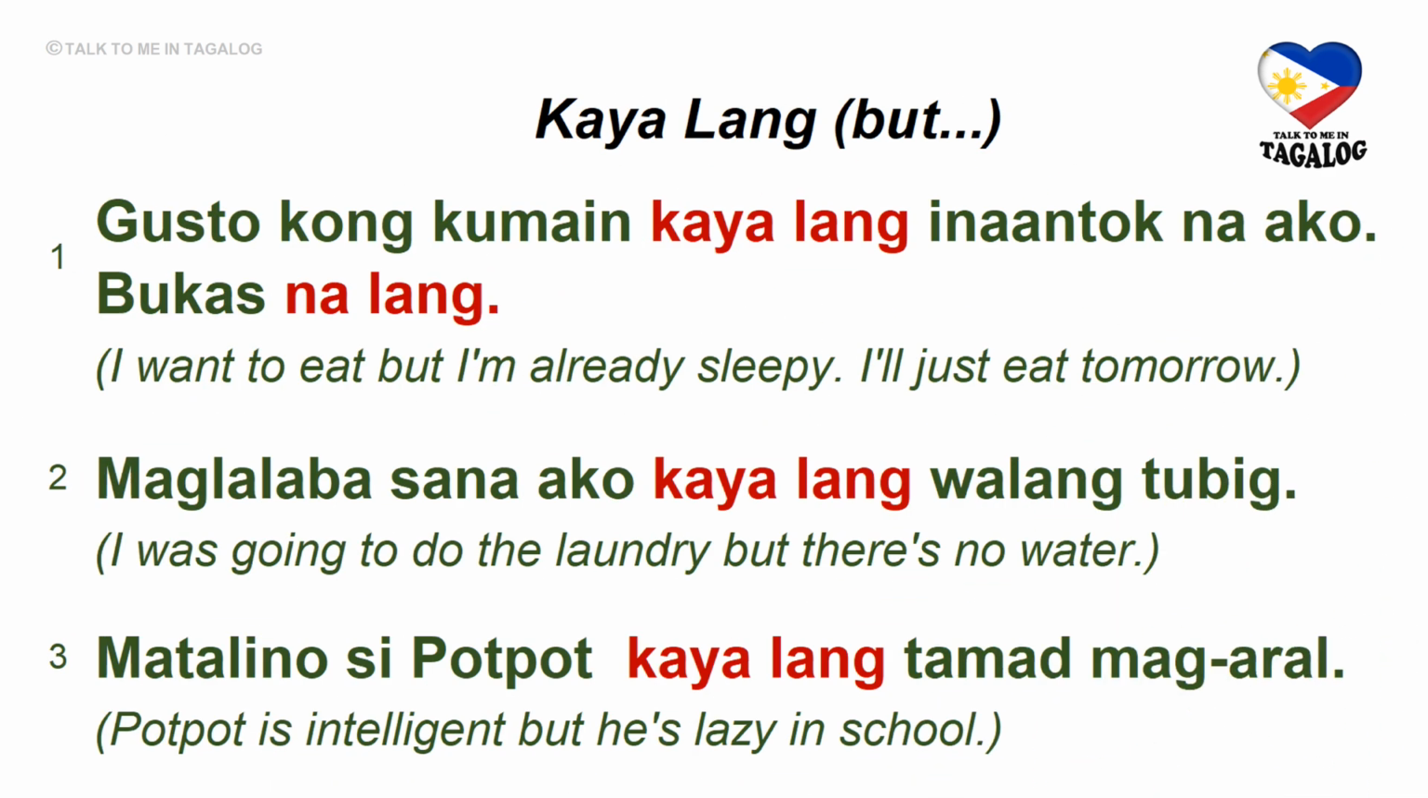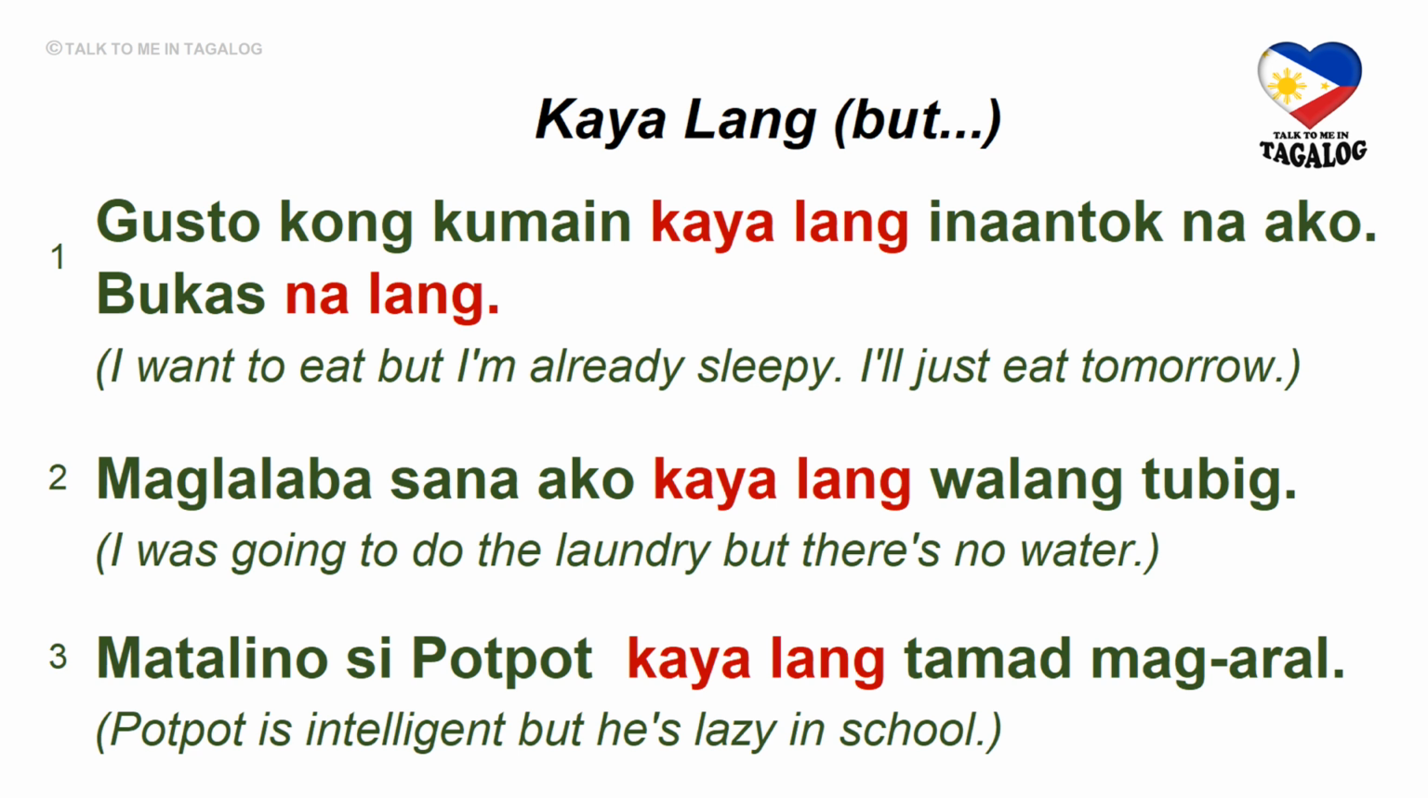The last phrase that we will study in this lesson is kaya lang. Kaya lang, which means but. Example 1, gusto kong kumain, kaya lang inaantok na ako. Bukas na lang. Gusto ko is I want or I like. Kumain is to eat. Inaantok means sleepy. Bukas is tomorrow.